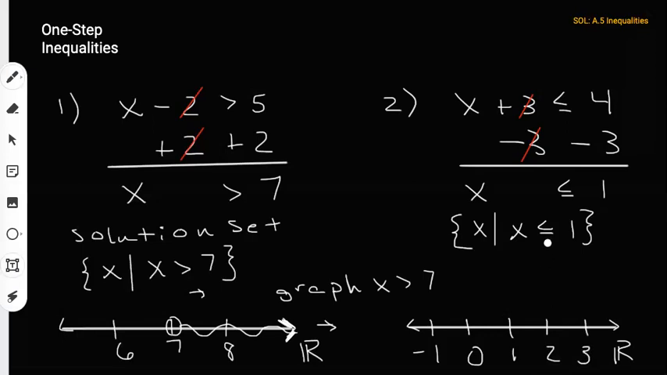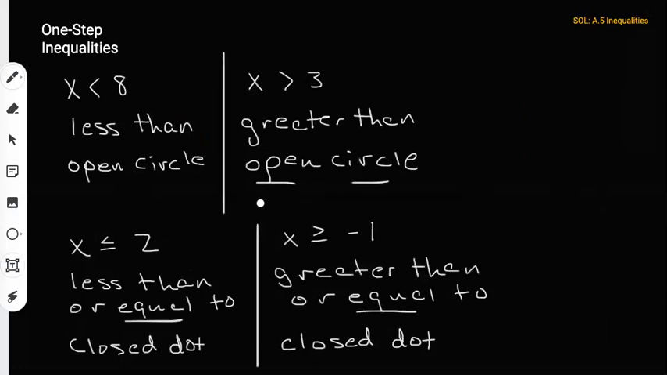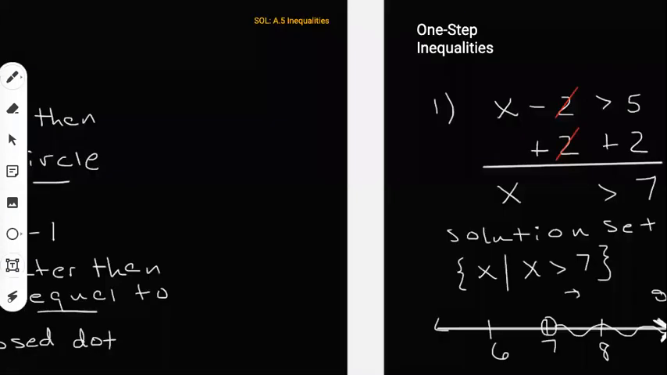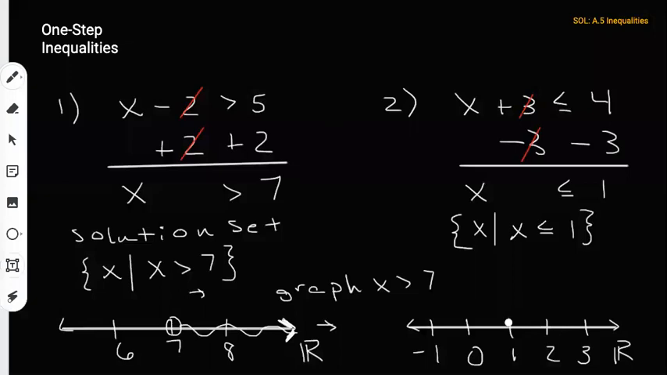Since we have a less than or equal to symbol, I can go back and see what kind of circle it needs. It needs a closed dot. Whether I have a less than or equal to or a greater than or equal to, the answer is the same. I need a closed dot. So I'm going to put a closed dot on 1.